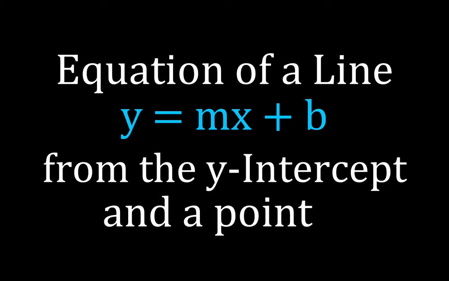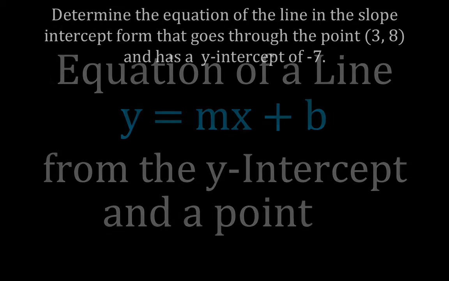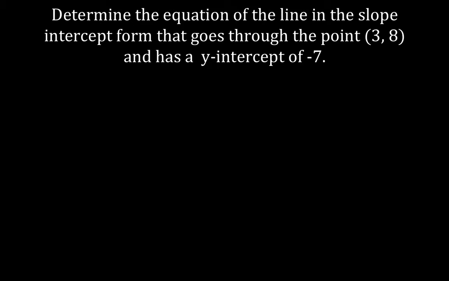Okay, in this video, I'm going to show you how to determine the equation of a line in the form y equals mx plus b, the slope-intercept form, if you are given the y-intercept and a point that lies on the line. I'm going to go through three different examples relatively quickly. For number 1, the line goes through the point 3, 8 and has a y-intercept of minus 7.